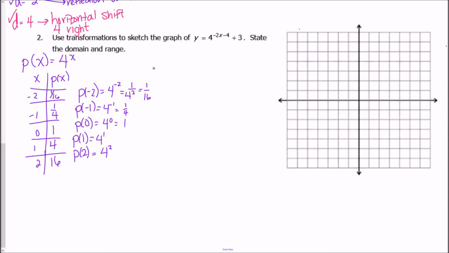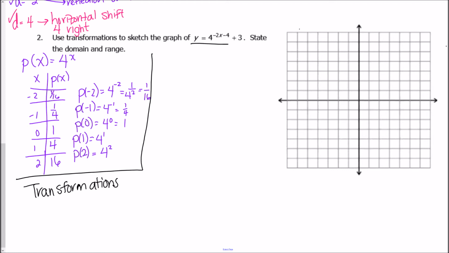Okay, then I'm going to make my list of all of my transformations that happened in this equation right here. But before I can do that, I need to rewrite my equation here because my k value is not factored out. So that means that my equation should say y equals 4 to the power of, I'm going to factor out a negative 2, and then I end up getting x plus 2 with a plus 3 on the outside right here. So what are my transformations that happened?